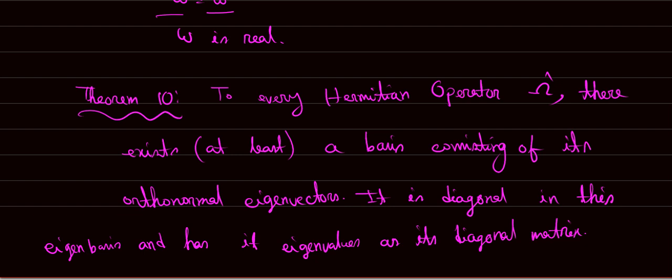So basically it's saying if we have a Hermitian operator, all the eigenvectors of the Hermitian operator will always be orthogonal to each other. And so we can form a basis with those eigenvectors. And if we express our vector space in those eigenvector bases, the matrix form of our Hermitian operator will always be a diagonal matrix, and the eigenvalues will be on the diagonal of that matrix. So let's prove it.